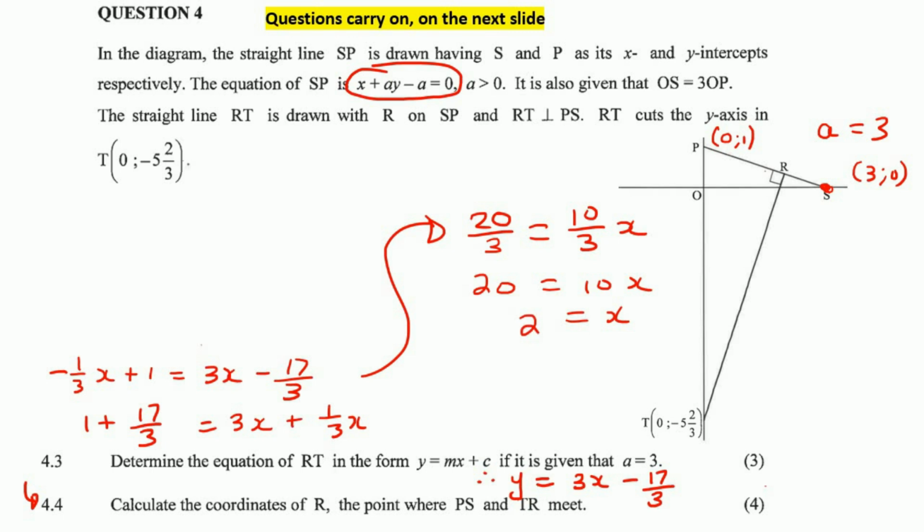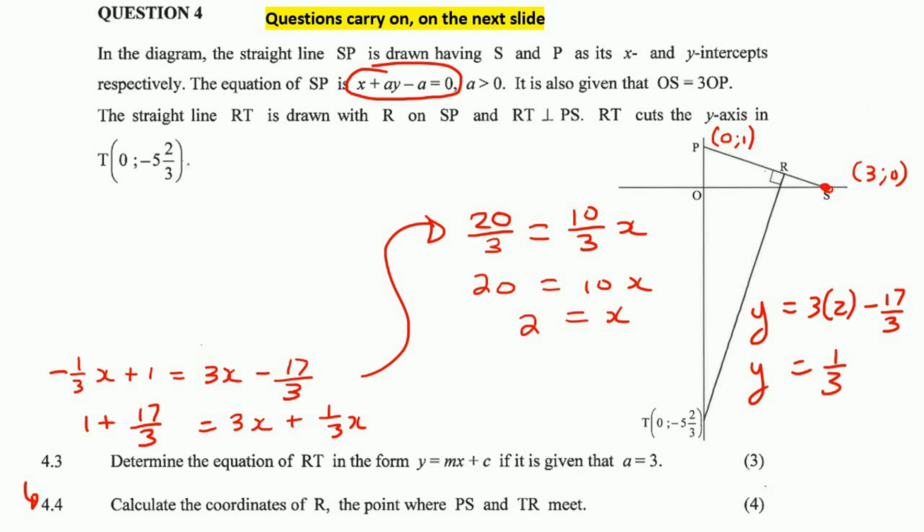So that means we need the y value as well. So we will need to plug this x value into either the equation of PS or the equation of TR. I'm just going to use TR because we have it over here. So to get the y value, we just plug in the x value as 2. And so if you work that out, you end up with a third. So y is a third. So the final answer for R would be x is 2, y is a third.